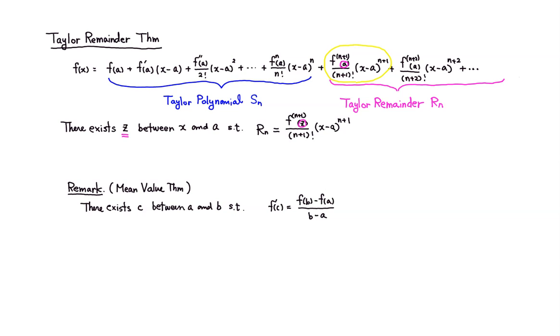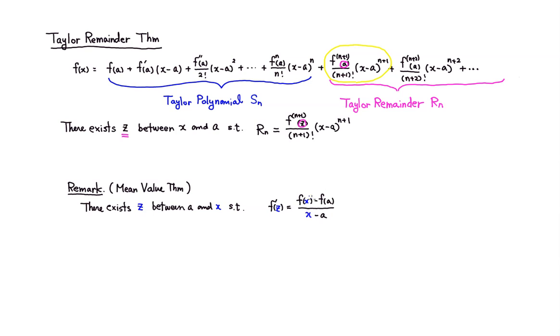So I'm going to change notation. Instead of c, as in the Taylor remainder, we're going to use z. So I'm going to erase that and put z in it, and here I'm going to erase that and put z in it. And instead of b, we're going to put x. So we're going to put x there, and x here and here.